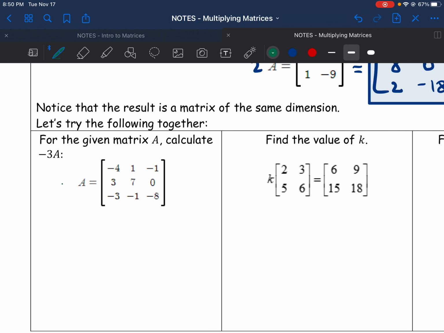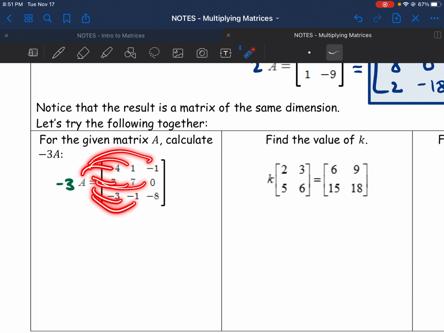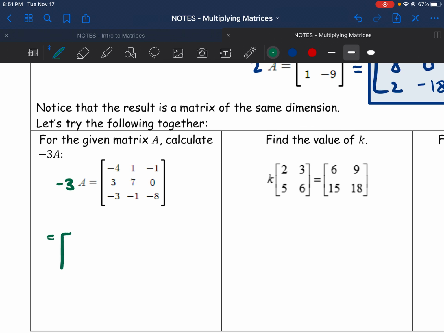Well, once again, let's just take this negative 3 and distribute it to every single element in this matrix A. Now, it's a lot of tedious multiplication, but at least it's pretty easy multiplication. So negative 3 times negative 4 is 12. Not negative 12. What are you doing, Mr. Hauk? Positive 12. Negative 3 times 1 is negative 3.